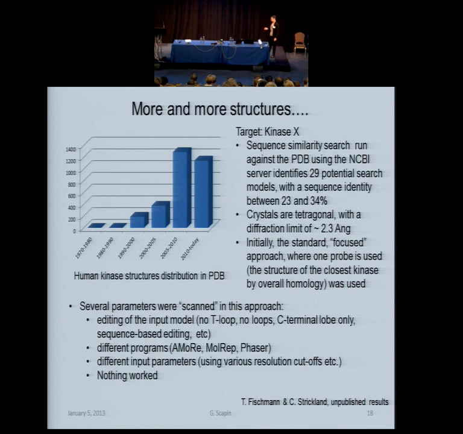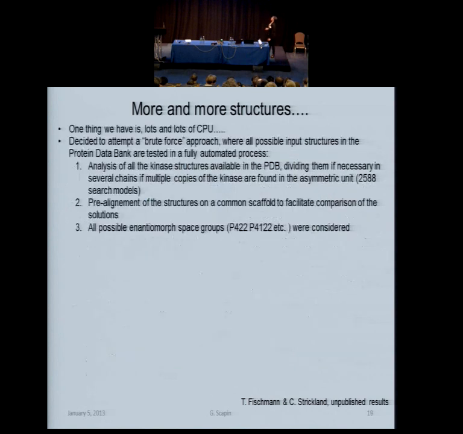But one thing that we have is lots and lots of CPU time. And so we decided, okay, if we can't do a rational approach, why don't we try a brute force approach? There are so many kinases in the PDB, there's got to be one that is somewhat similar to the one we are looking for. So we picked all the kinases that were unique. So of the 190 p38, we only used one. But if there were 2 chains or 3 chains in the asymmetric unit, we used all the chains.